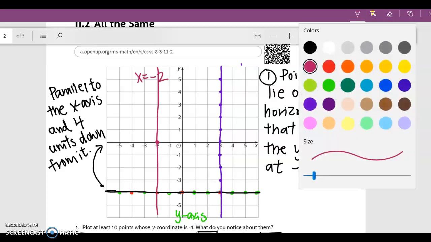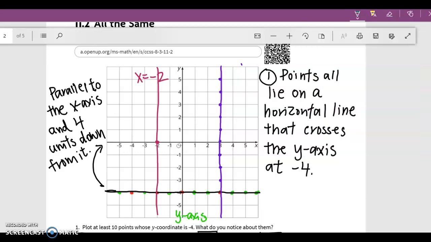The other one that they want us to graph is y equals 5. So y equals 5, I'm going to go to my y-axis, go to 5, plot this one point, and have a line that passes through this point. So it's going to be a horizontal line in order for me to pass through that point. And this line is going to be y equals 5. All right, I'm going to move on to 11.3.